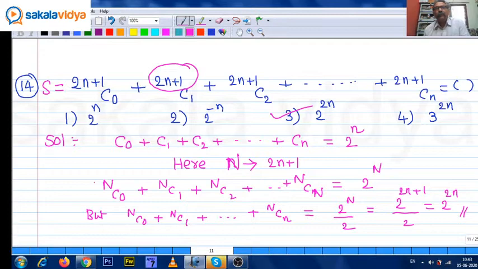It is only up to n terms, not 2n plus 1 terms. So that's why we need to divide by 2.